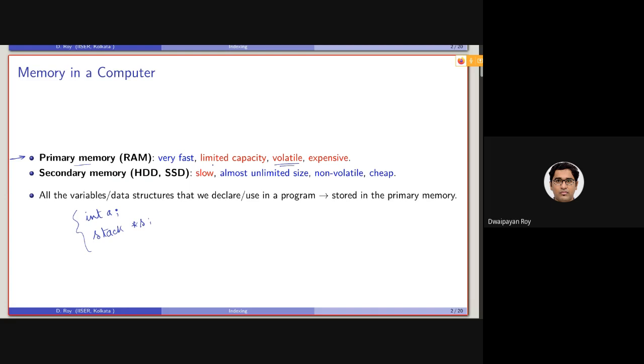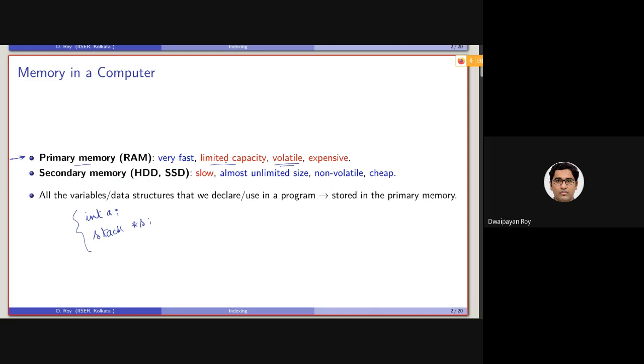And another thing is, it is of limited capacity. As you might have seen, whenever we are starting a system or a machine, there are certain processes which start automatically, which are basically the programs that are responsible for making the operating system run smoothly.